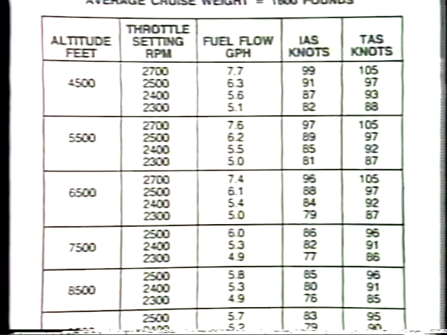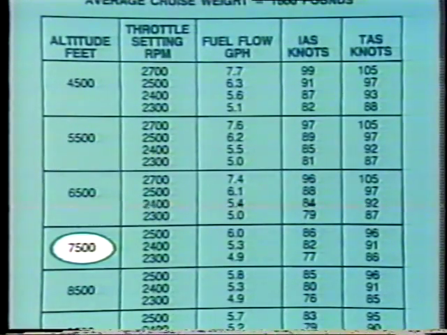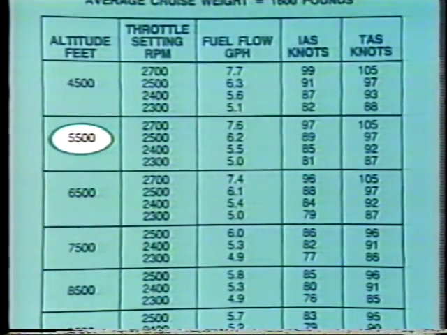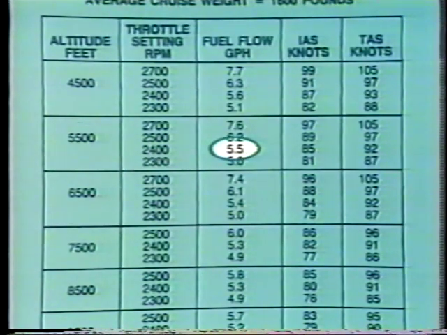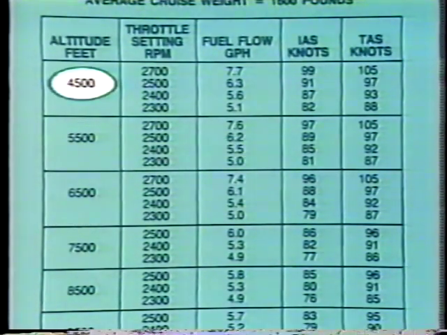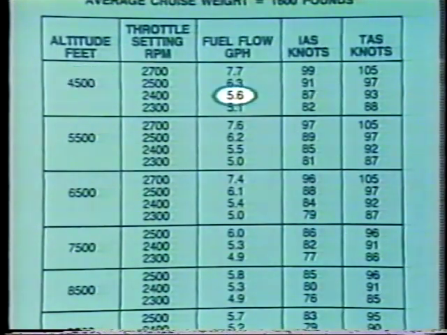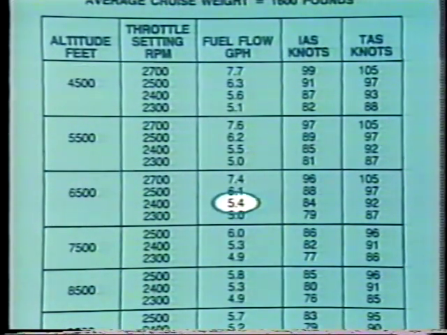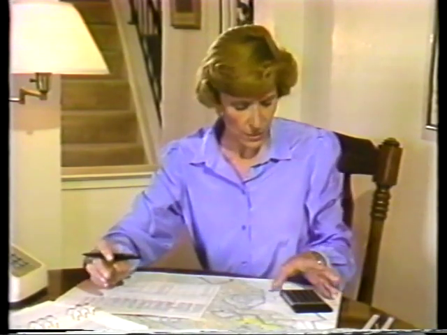Next, we need to determine the amount of fuel needed for this flight. Checking again on the cruise performance chart, we note that fuel consumption at 7,500 feet is 5.3 gallons per hour. At 5,500 feet, 5.5 gallons per hour. At 4,500 feet, 5.6 gallons per hour, and at 6,500 feet, fuel consumption is 5.4 gallons per hour. Let's average for a rate of 5.5 gallons per hour for the flight.